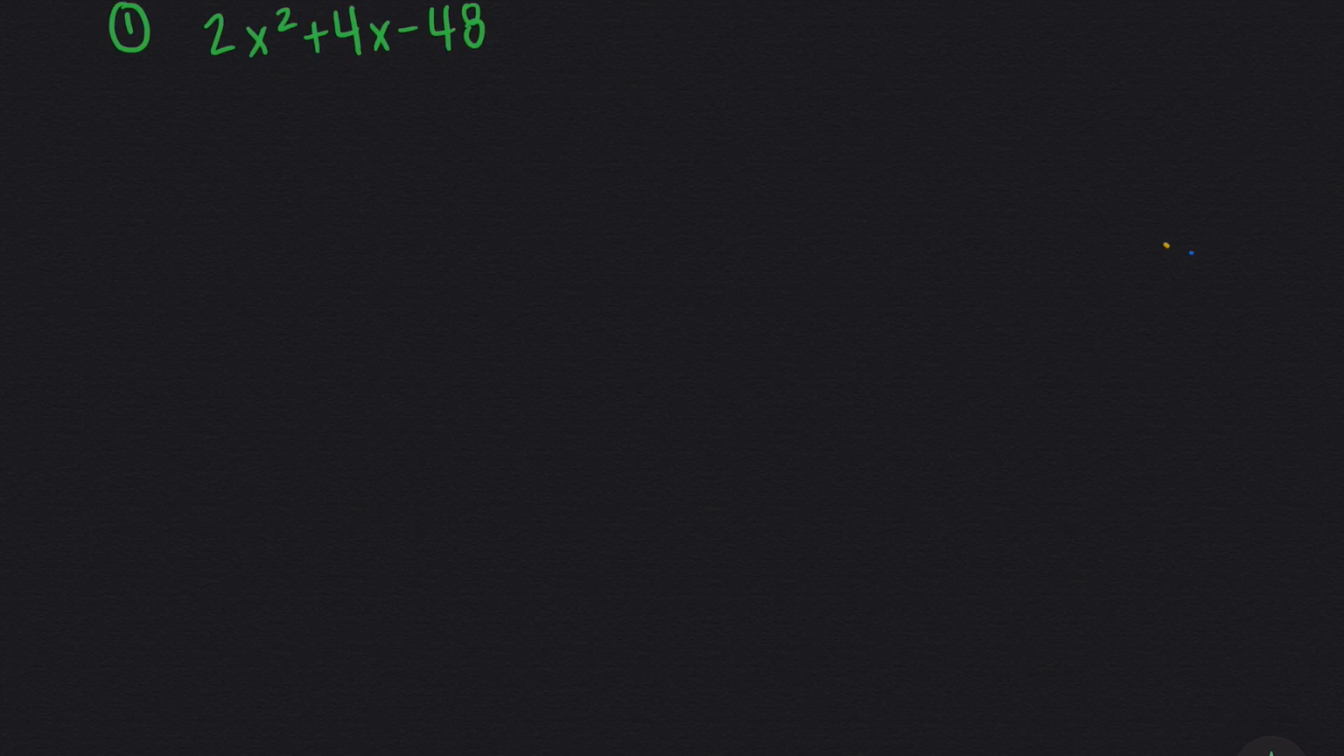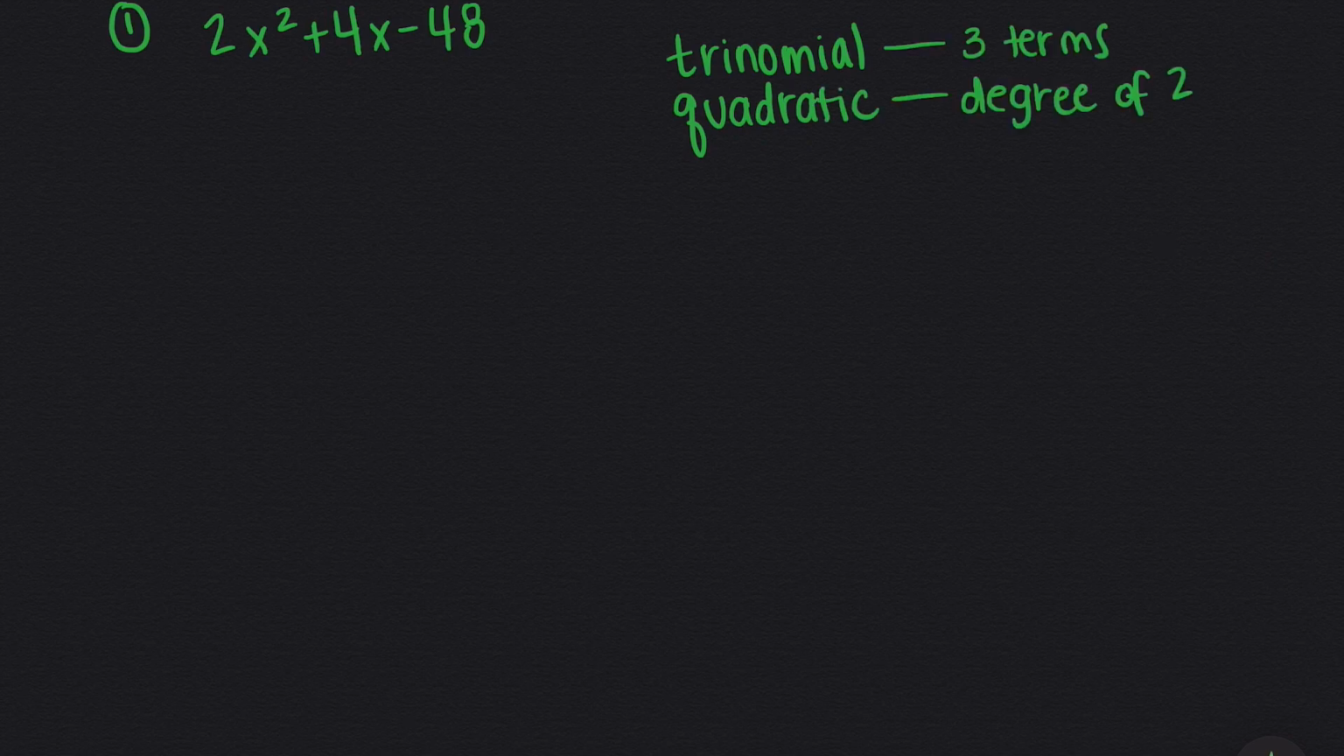We can tell it's a trinomial because it has 3 terms, and we can tell it's quadratic because the highest exponent here is 2. So those are some important things to notice. Now also notice that our a this time is not 1. The coefficient of the x squared this time is 2. So the way we factor these kinds of trinomials is a little bit different.